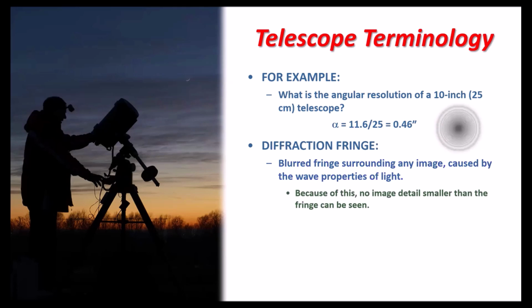But because of the Airy disk, named after Sir George Biddell Airy, by the way, the 7th Astronomer Royal, no image detail smaller than the fringe can be seen. So this limits the resolution of a specific aperture telescope. But the way to get around it is to build bigger and bigger telescopes. But what really limits your resolution is something called seeing.